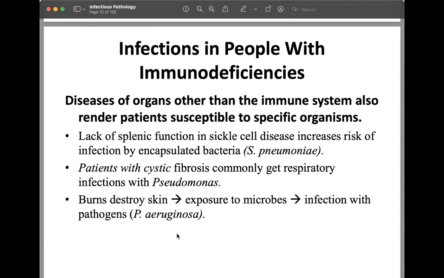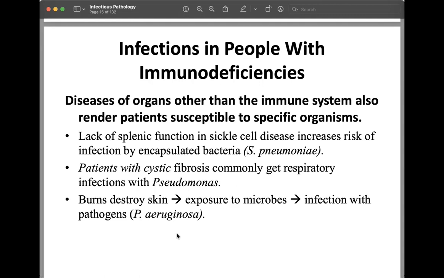And then diseases of specific organs other than the immune system also render the patient susceptible to specific organisms. So, for example, people with sickle cell disease tend to have asplenia.